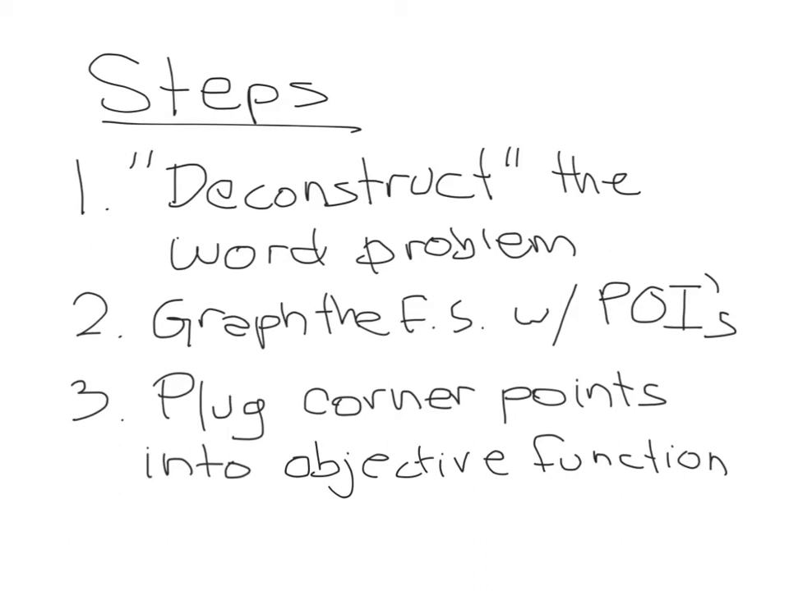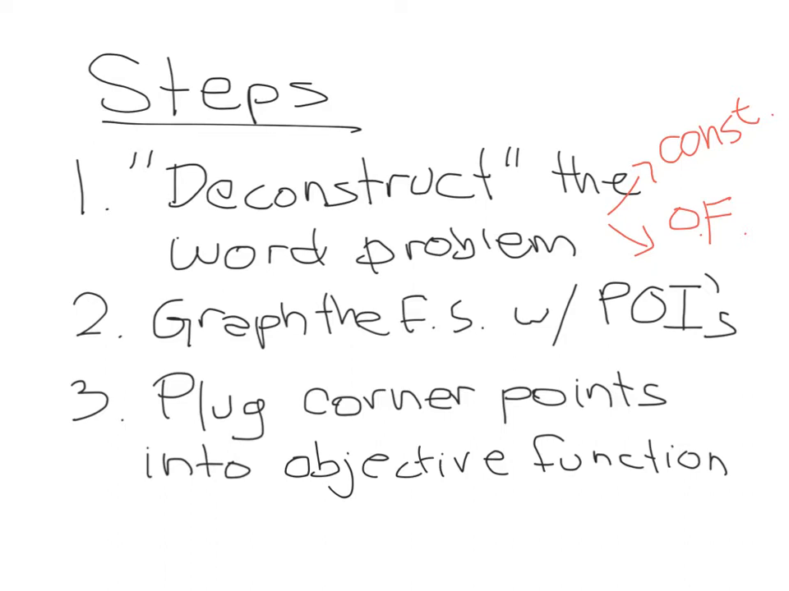First, we need to deconstruct the word problem. So we take the word problem, a paragraph of words, and we're going to break it down into a table that describes the constraints and the objective function. Those are the mathematical formulas that we're looking for within the word problem.